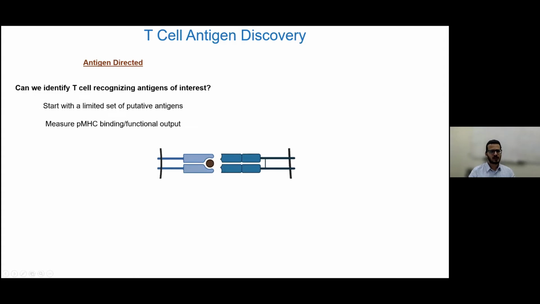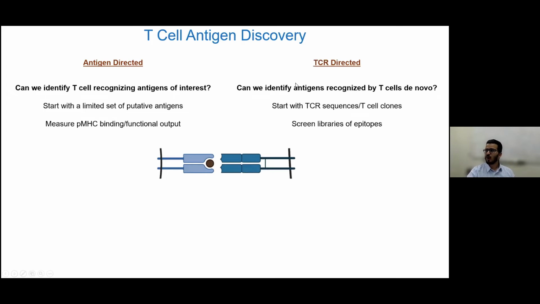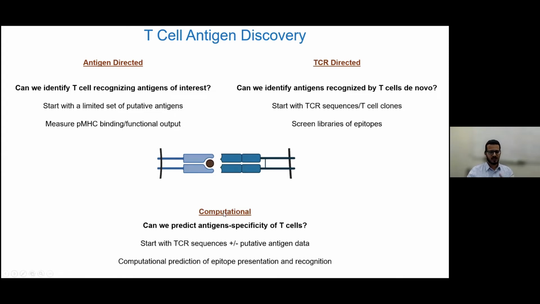So there are roughly 3 approaches that people take to identify T cell specificities. The first approach is what's called an antigen-directed approach. So we can start with a set of antigens and ask whether we can identify T cells that can recognize that antigen of interest. Or there are approaches called TCR-directed approaches. So we can start with T cells of interest, and then can we identify what antigens those T cells are recognizing, starting with the T cells. And the third, and this is one of the most recent areas, is computational antigen discovery, where we can start with TCR sequences, and can we predict the antigen specificity purely based on the TCR sequences.